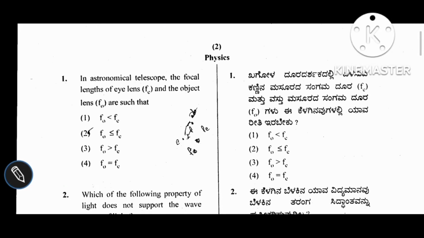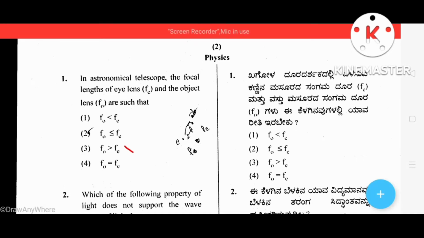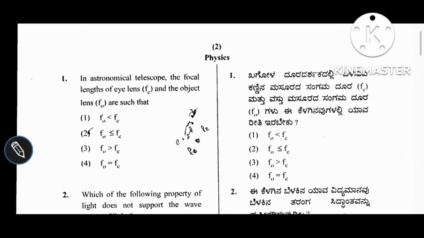So the first question is, in an astronomical telescope, the focal lengths of the eye lens Fe and the objective lens F0 are such that you will be given 4 options. You have to select the correct option here. For larger magnification in the astronomical telescope, we know that the focal length of the objective lens is to be greater than the focal length of the eye lens. So here the correct option is C, that is F0 is greater than Fe.